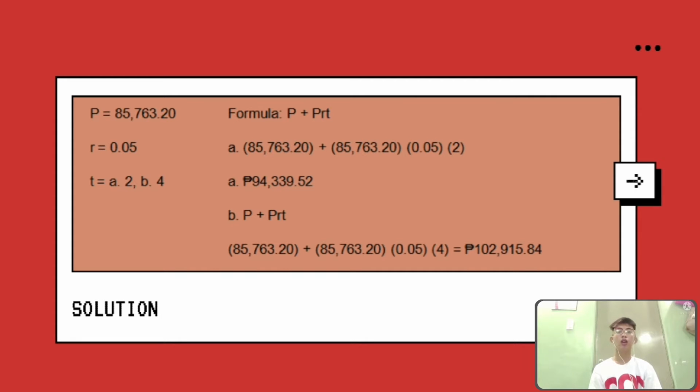For letter A, we have 85,763.20 plus 85,763.20 times 0.05 times 2, and the answer is 94,339 pesos and 52 centavos. For letter B, we have 85,763.20 plus 85,763.20 times 0.05 times 4, and the answer is 102,915 pesos and 84 centavos.